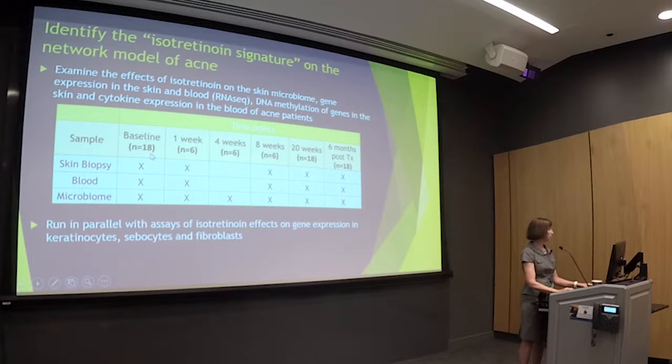We have 3 different cohorts of patients enrolled in this study. Everyone gets a biopsy, a blood assay, and a microbiome assay at baseline. One cohort of 6 people had all of this done again at 1 week. Another cohort had it done at 4 weeks, 8 weeks, and then everybody gets it at 20 weeks, and everybody gets sampled at 6 months. We've completed everything, and with our last cohort, we're just collecting the 6-month specimens on our last 6 of the 18 people. So we're hoping to have that data set pretty soon.